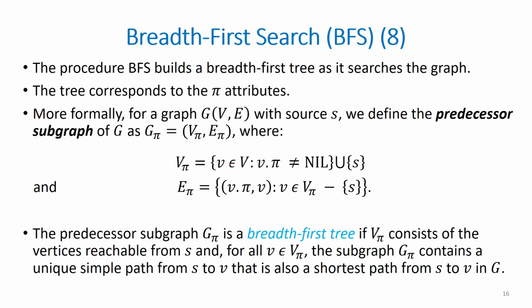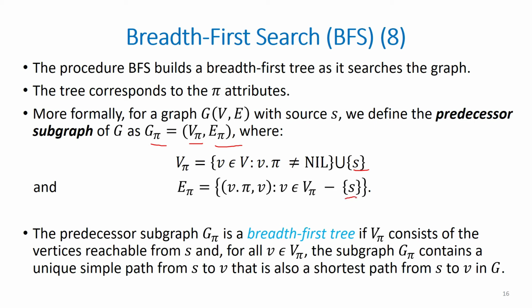The BFS algorithm has another unique feature. When it is run on a graph, it creates a breadth-first tree, which is built using the predecessor attribute, that is, the pi information stored for each vertex v. To define what a breadth-first tree is, we need to define the predecessor subgraph denoted by G pi first. So, G pi is a graph where the set of vertices denoted by V pi comprises all vertices whose predecessors are known and the source vertex s. The set of edges E pi consists of edges between vertices in the set V pi, excluding the source vertex s.